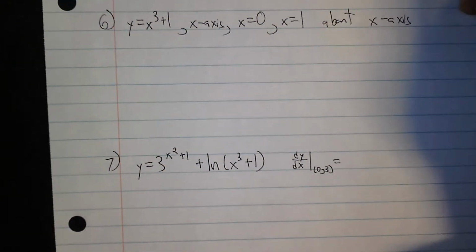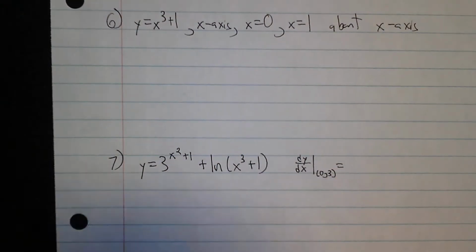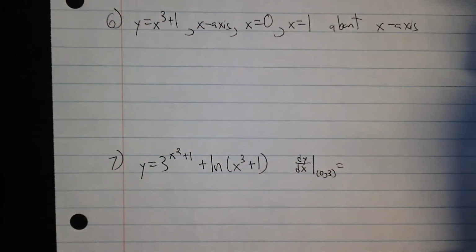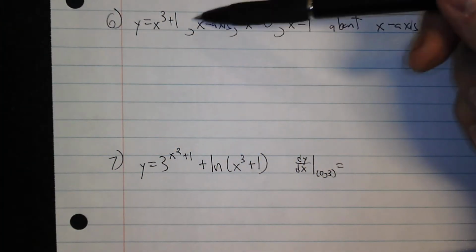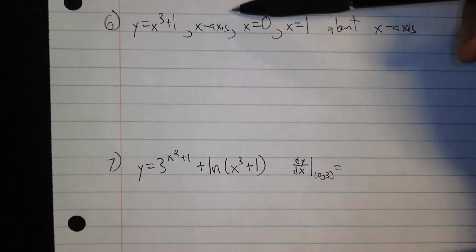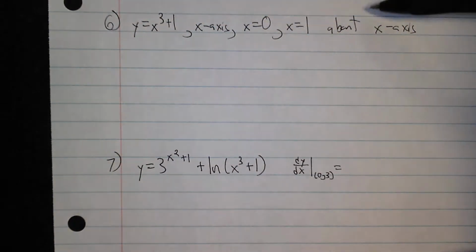All right, AP Calculus, we're into test number 9 review. Let's go for number 6. Let R be the region bounded by these functions: y equals x cubed plus 1, the x-axis, x equals 0, x equals 1. And we're going to revolve around the x-axis.